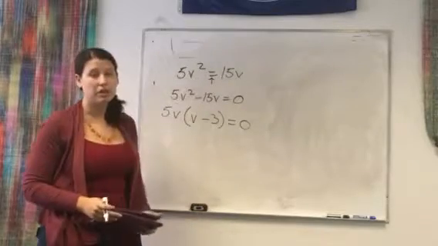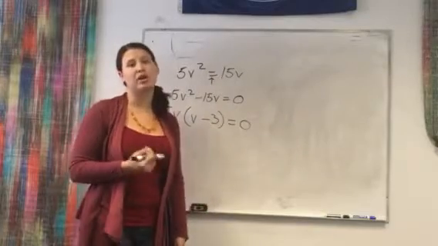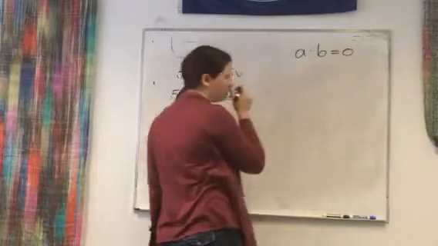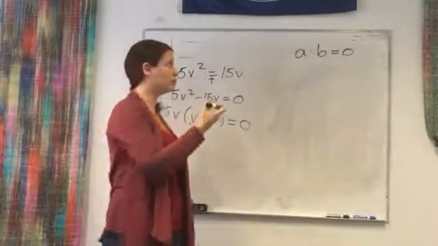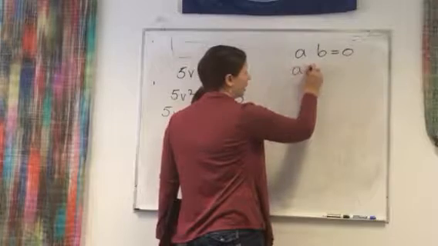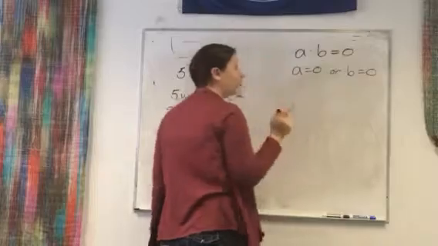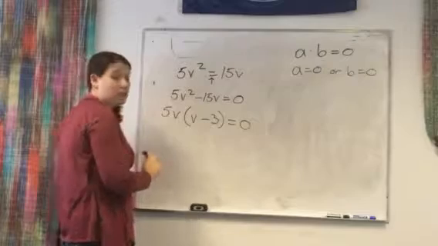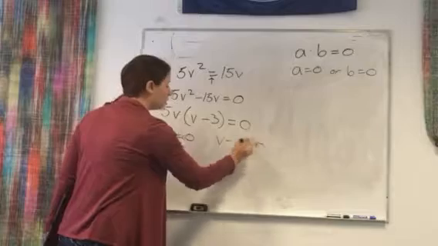Now here's one thing that we need to know. When it's set up like this, it's called the zero product rule. So say we have one thing times another thing and it's equal to 0. Well, through multiplication, the only way to get 0 is if one of the things being multiplied was 0, right? That means in this setup that either A is 0 or B is 0. We're going to use that idea right here because we have two things being multiplied equal 0. So 5v equals 0 and v minus 3 equals 0.